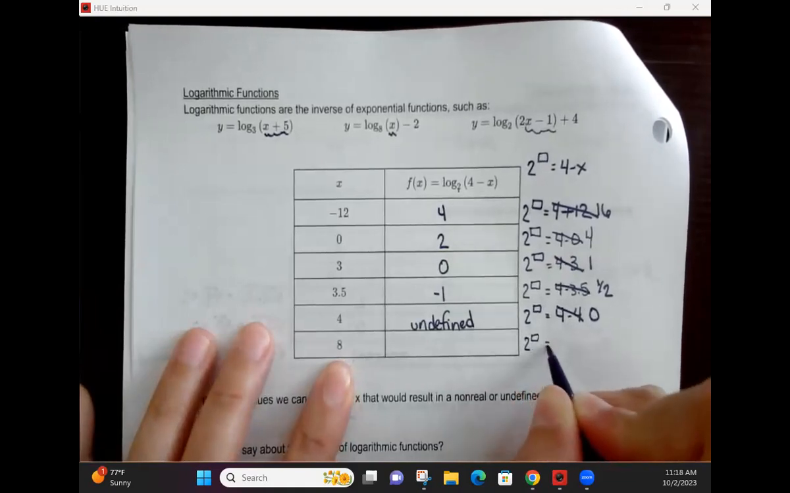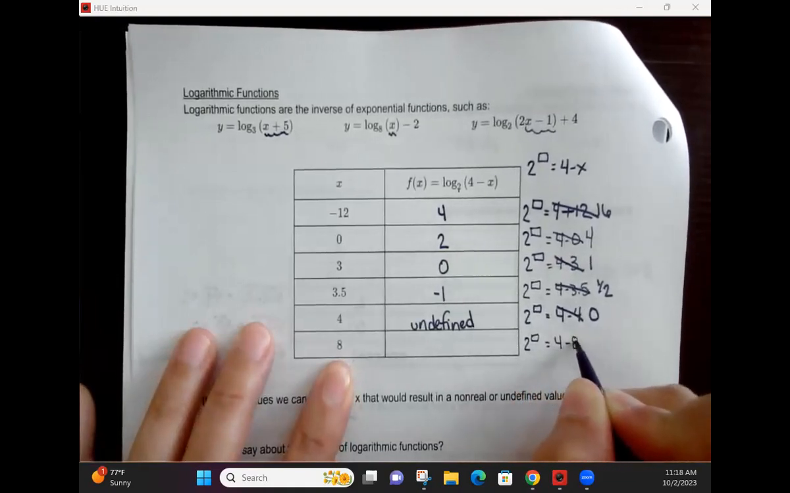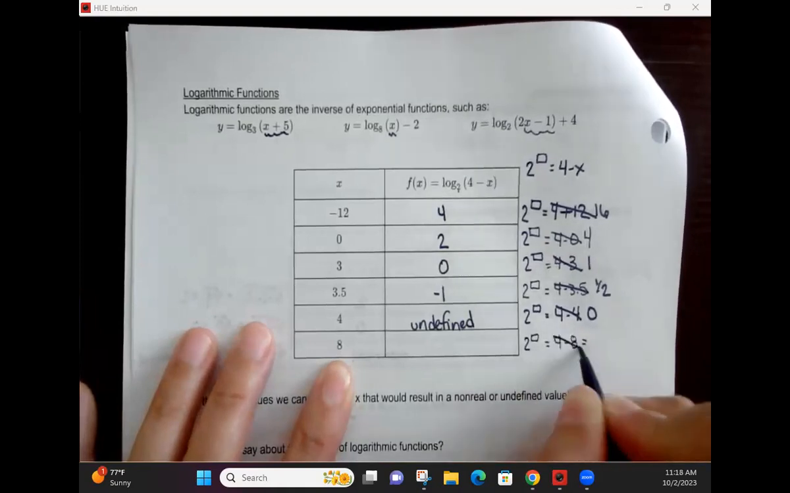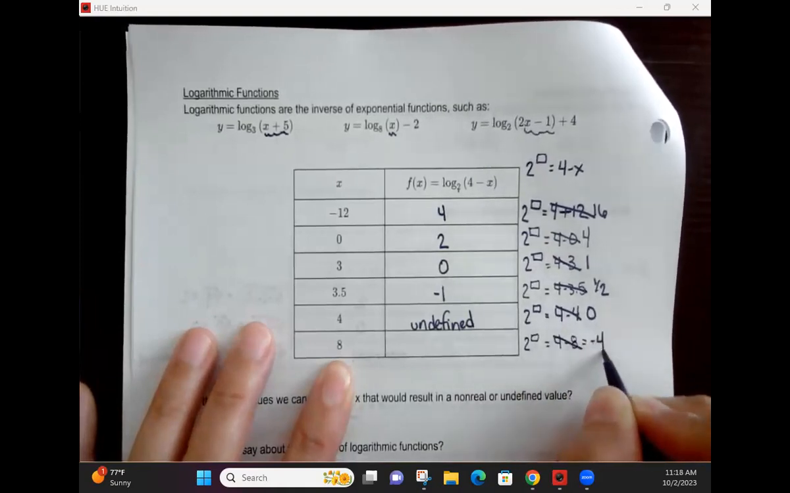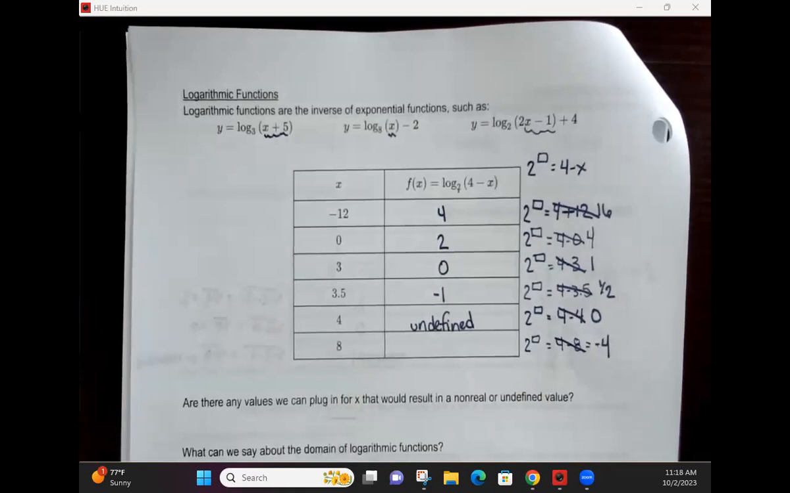So 2 to what power gives me 4 minus 8? 4 minus 8 would be negative 4. 2 to what power would give me negative 4? Anybody kind of want to tell me negative 2? Not even a little bit? It's not negative 2, right? Negative 2 tells me take the reciprocal. Negative exponent tells me reciprocal.